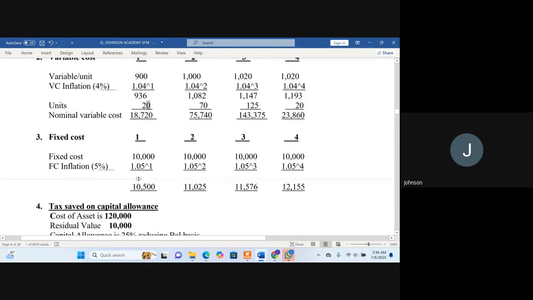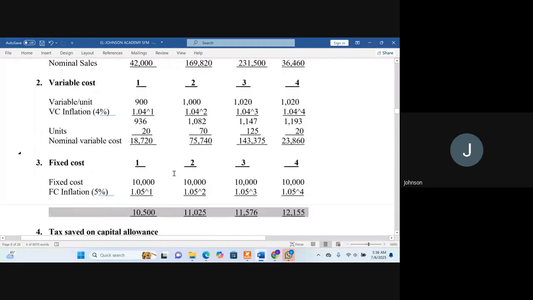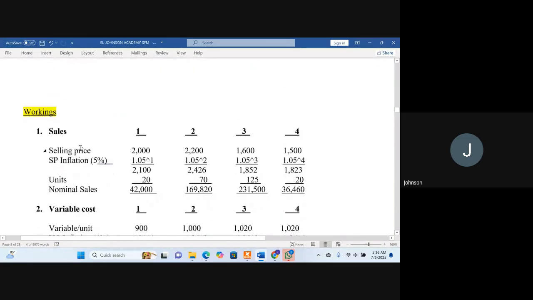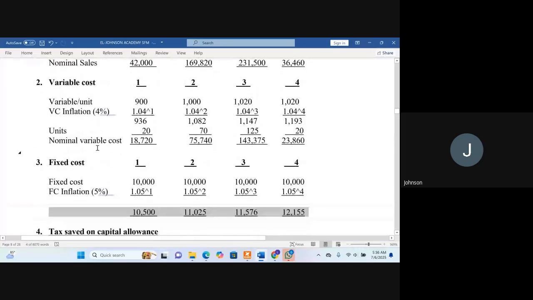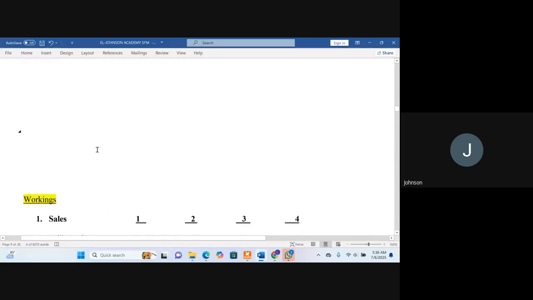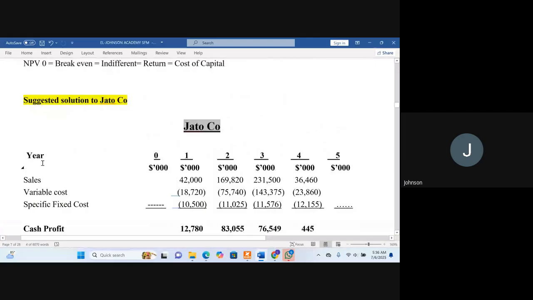Once you have gotten this as your fixed cost, we can now go and check how to get our profit. Remember, our profit is our sales minus our variable cost minus our fixed cost. So let's quickly get that. We say year 0, year 1, year 2, year 3, year 4, then you add an extra year in case you want to recoup your working capital. In year 1, the sales we have computed, you put it. Year 2, the same. Then your variable cost that you calculated is a cost, so it should be in brackets. You bracket everything.